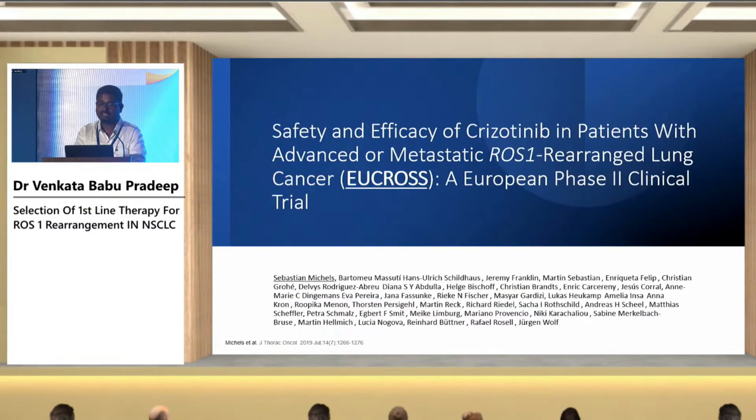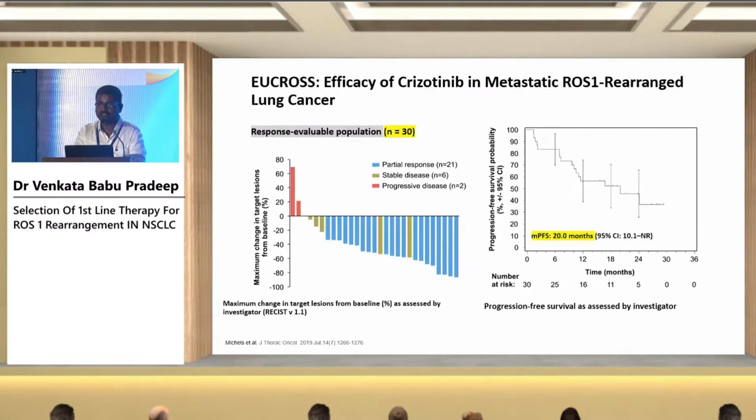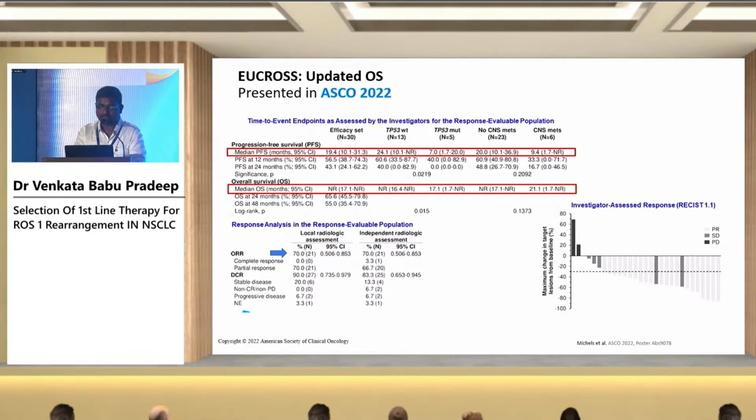So similarly, another study conducted in the European population, EUCROSS study. Here, the number of population enrolled are very less, 30 patients. Median PFS is nearly 20 months. So this is the co-mutation analysis that was presented in ASCO 2022. So if we have done the NGS and the patient is P53 mutated, they have shorter PFS. We can see here the PFS is 7 months compared to P53 unmutated, which is 24 months, nearly 3 times the difference. And in a similar way, the patient having CNS mets, they have poor PFS of 9 months compared to 20 months without CNS mets.